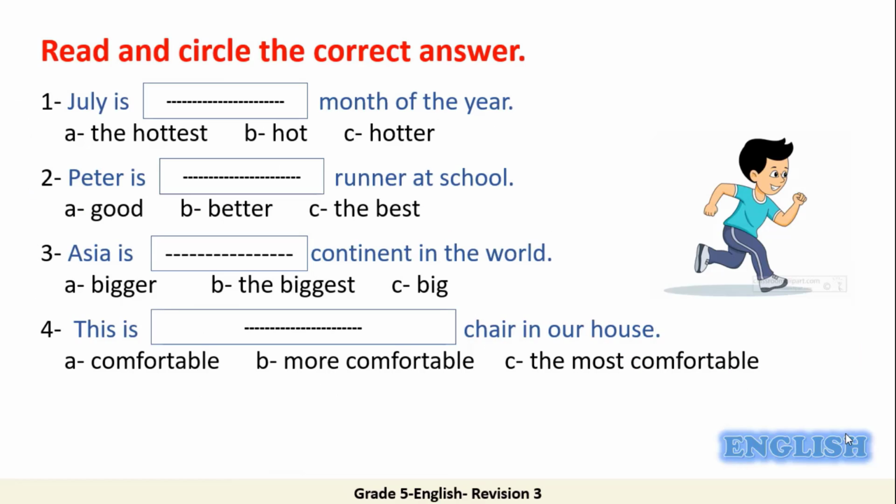Now let's practice. Here you are going to read 4 sentences and circle the correct answer. Let me help you to do the first one. Number 1. July is the hottest month of the year. Here the answer is the hottest because we compare July to the other months of the year. And we add est because hot is a short adjective. Now it's your turn. You can stop the video and do the task. Go on.